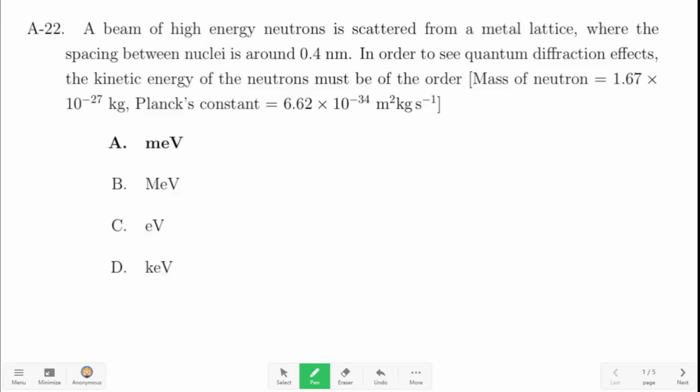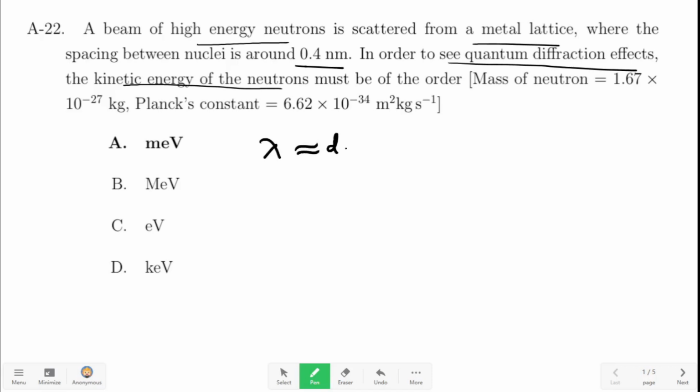In this problem from JEST 2022, we have high energy neutrons scattered from a metal lattice. The spacing between nuclei is around 0.4 nanometer. We have to find the order of kinetic energy of neutrons to see the quantum diffraction effects. We can use the condition of diffraction here. Condition of diffraction is lambda is approximately equal to d.